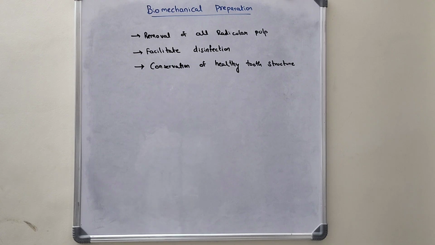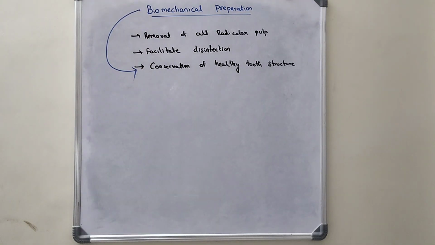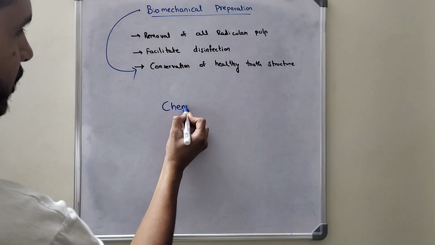But the thing here is, the term biomechanical preparation is a bit outdated, because biomechanical preparation contradicts the conservation of tooth structure. Biomechanical preparation actually involves usage of large files to make sure that there is no pulp or its ramifications present inside the radicular space. But with the emerging concepts of preparation, the word biomechanical preparation, I think, would soon be replaced by chemomechanical preparation.